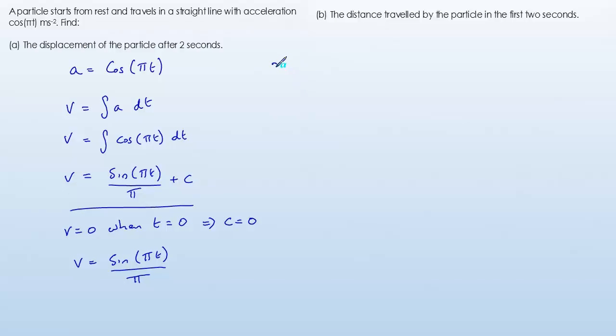So x we know is the integral of v dt. So x is going to be the integral of sine pi t over pi dt. Remember, pi is just a constant. Sine integrates to negative cos, so this is going to be negative cos pi t. Using the reverse chain, we need another pi on the bottom.